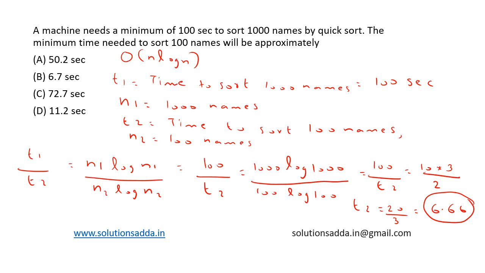We are asked to find out the approximate time needed to sort 100 names. So going by the options, option B is the closest one to 6.66. So the correct answer is option B, 6.7 seconds.